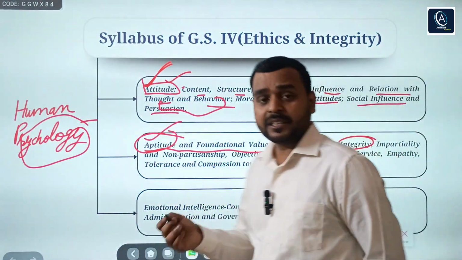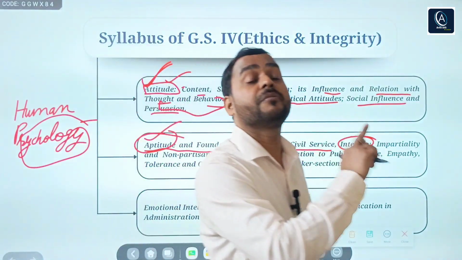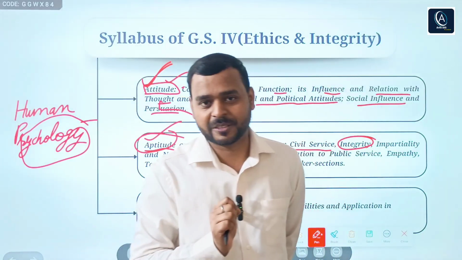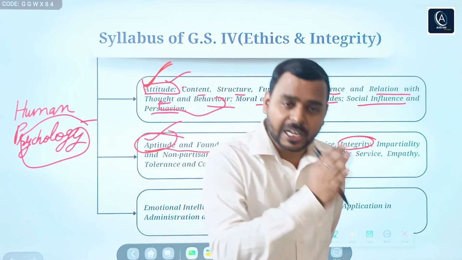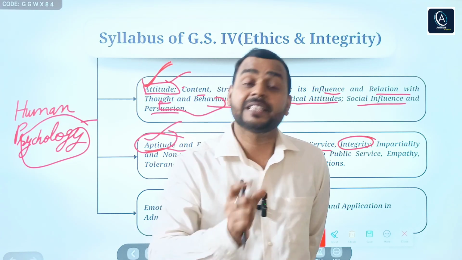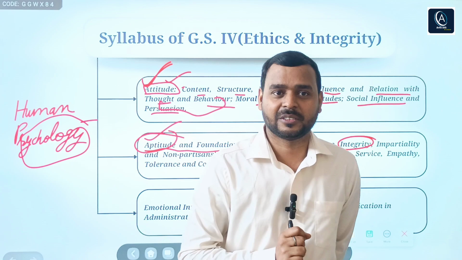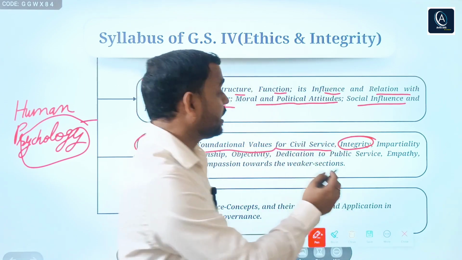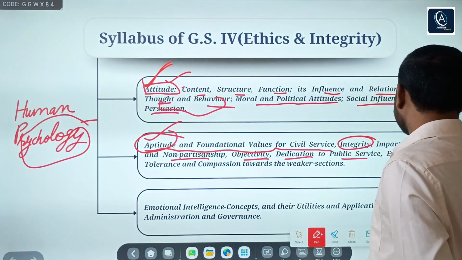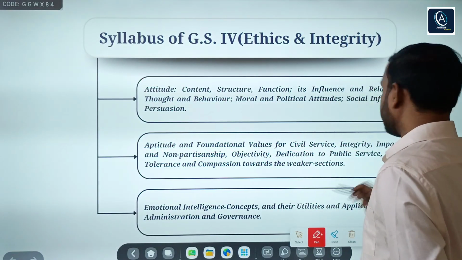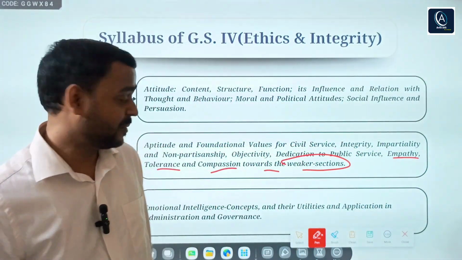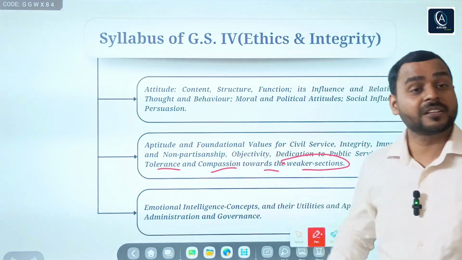Again, integrity, as I said, is nothing but balance between values and action. For example, when others are watching you, you are honest. And are you honest when no one is watching you? That is integrity. Then impartiality, non-partisanship, objectivity, dedication to public services, empathy, tolerance, compassion towards weaker sections. All this you will study under this topic.